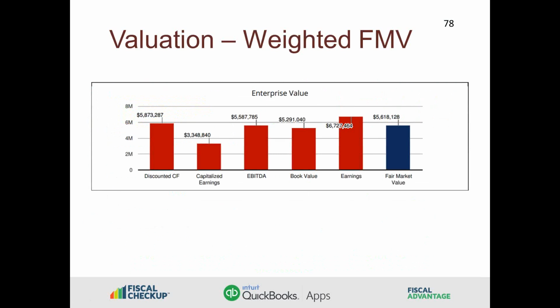Now, included in the report is a graph showing the different values estimated by the different methods, along with the weighted average fair market value. Realize if I was the seller, I would want to choose the multiple of earnings method for my company. If I was the buyer, I'd want to use the capitalization of earnings method.